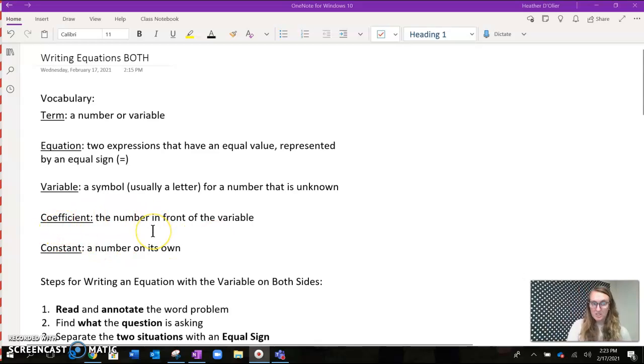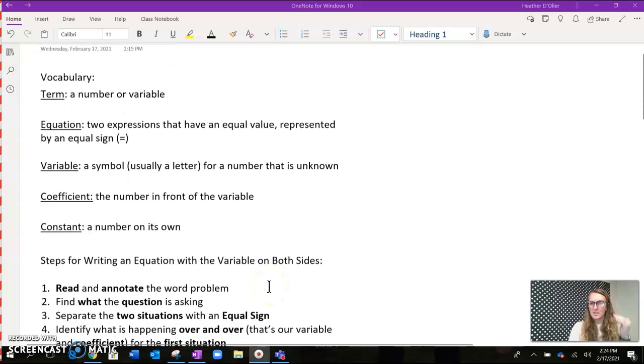Our coefficient, that's our number in front of the variable. It also tells us how many times we're multiplying that variable. Okay, so 2x, 3h, -5m, whatever. And then your constant is the number on its own. So like -7 plus 5, okay?